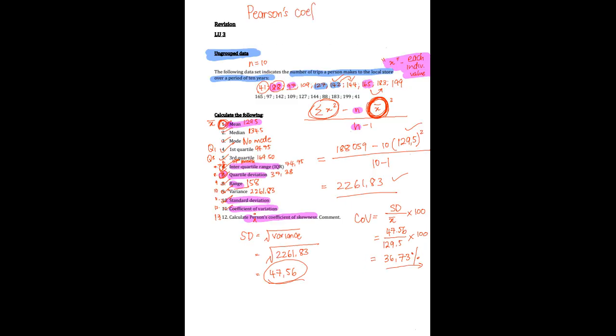So this coefficient of skewness also has a specific formula that needs to be calculated. So it's calculated as 3 multiplied by your mean within brackets minus your median over your standard deviation.